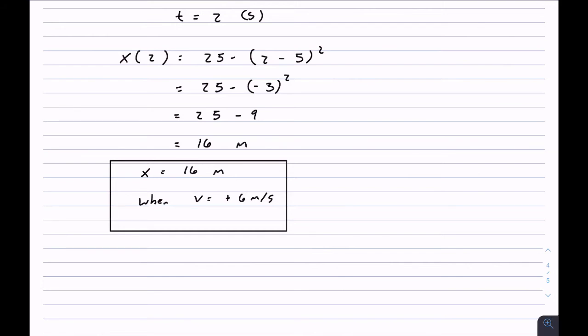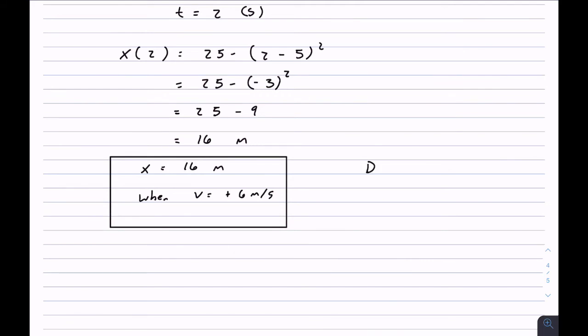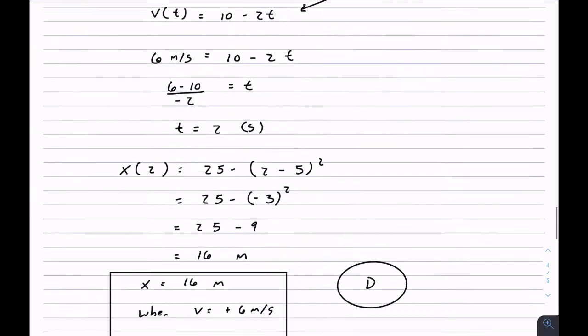What is next? Positive. Sorry, I should have noted that your option D is positive 16. So the answer is really D. That's what you're looking for. We plug in the values t equals 0 and t equals 10. We've already done this, but I'll just do it again real quick. This shouldn't take long at all.